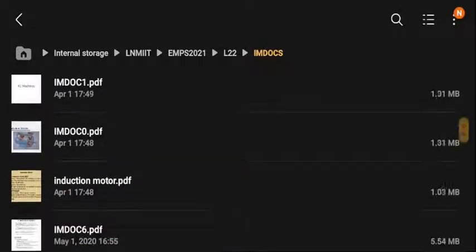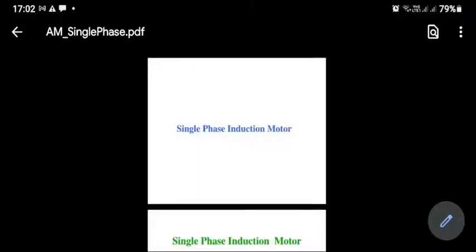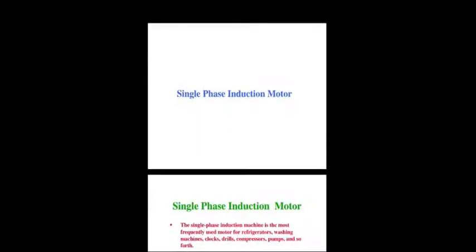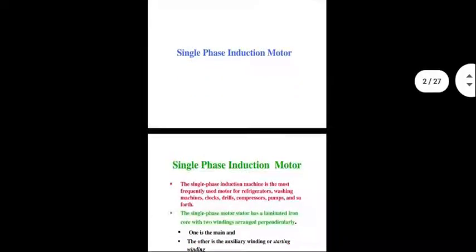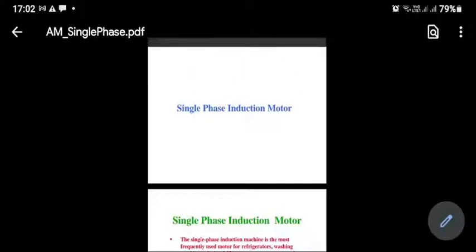No question about that. A single phase induction motor constructionally is not that different, except that in the stator you have a single phase winding. But the result of that is that there is no rotating flux now. Single phase induction motor is the one you see in your homes. The fans are using it all the time.